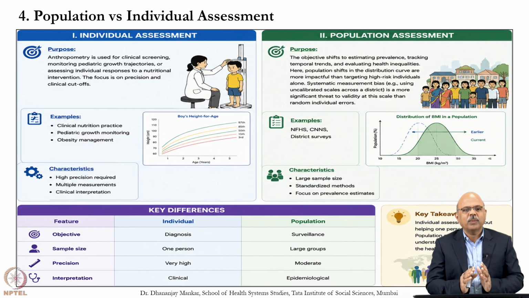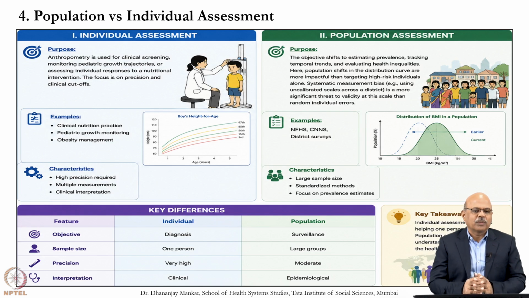Now we will talk about population versus individual assessment. An assessment done in the population has a separate objective, whereas an individual assessment has a different objective. Anthropometry is used for clinical screening, monitoring pediatric growth trajectories, or assessing an individual's response to a nutritional intervention. The focus is on precision and clinical cutoff.